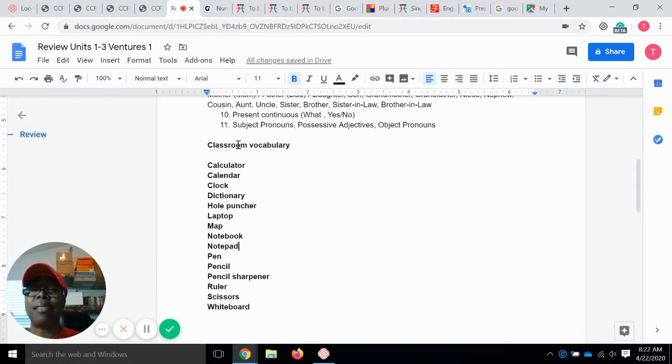Okay, so that's classroom vocabulary. Now let's talk about going from singular to plural. These are all nouns, and we are going to talk about how to go from singular to plural.